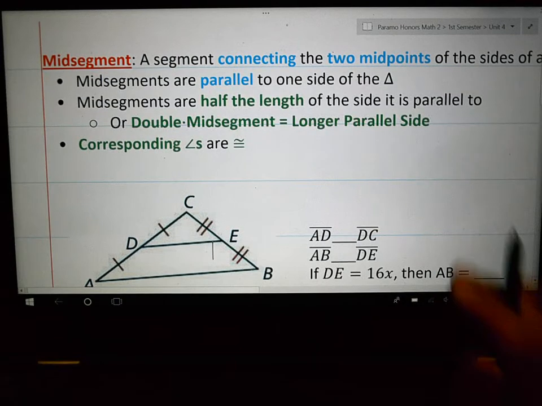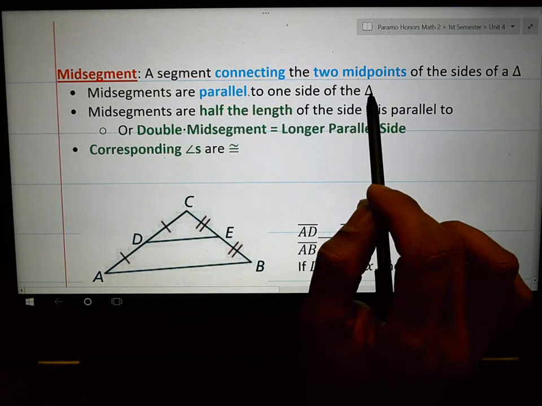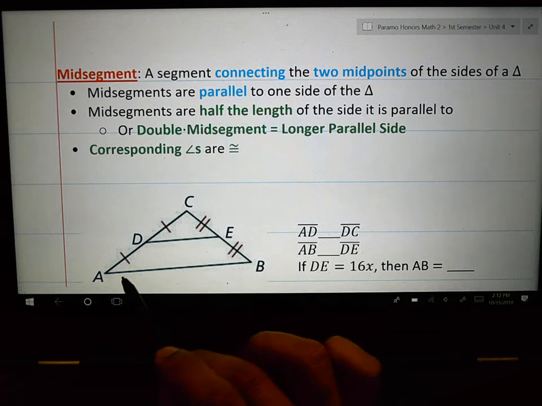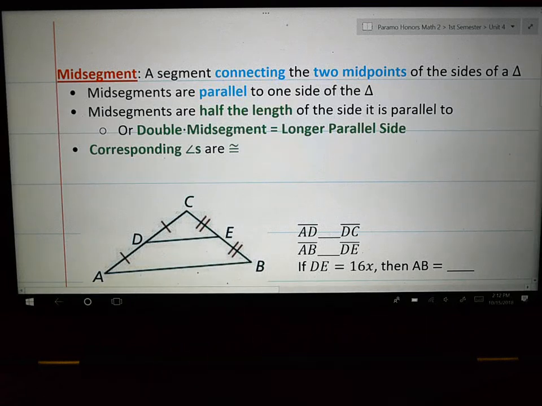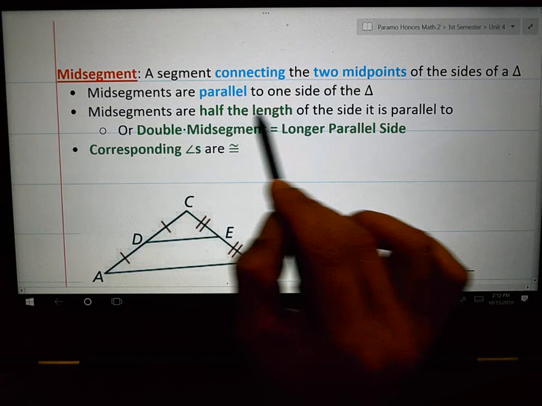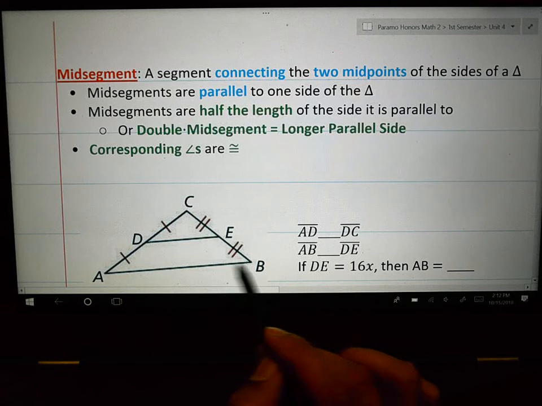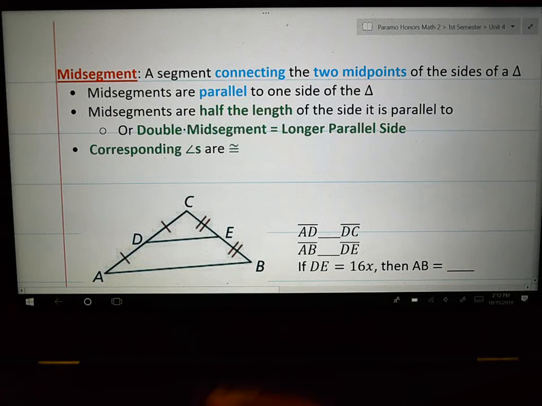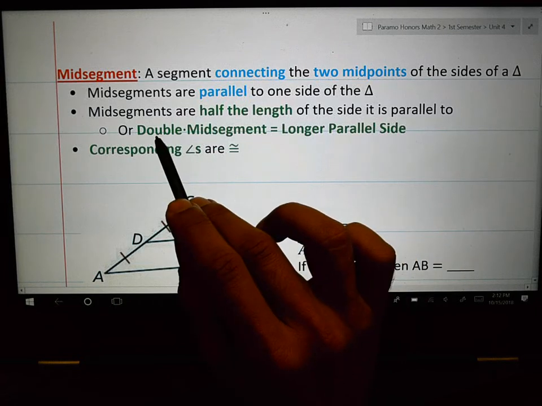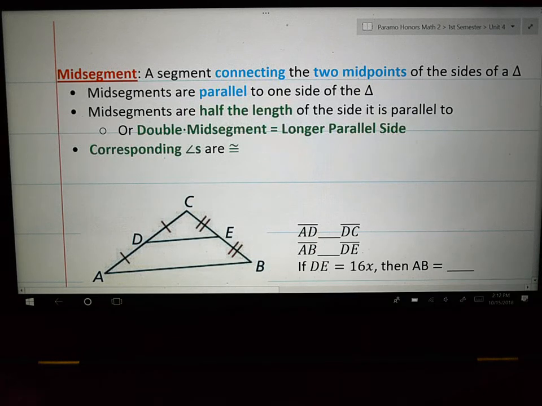Midsegments have two properties that we're going to use a lot. The first property is that it is parallel to one side of the triangle. If it's parallel, it means that the slope of this is going to be the exact same slope as this one. That's what you learned on that worksheet. The second thing was that this midsegment was exactly half the length of the side that it was parallel to. Sometimes we will be dealing with problems that use the half, and sometimes it's just a little easier to double it. I sometimes double the midsegment to make it equal to the longer side that it is parallel to.